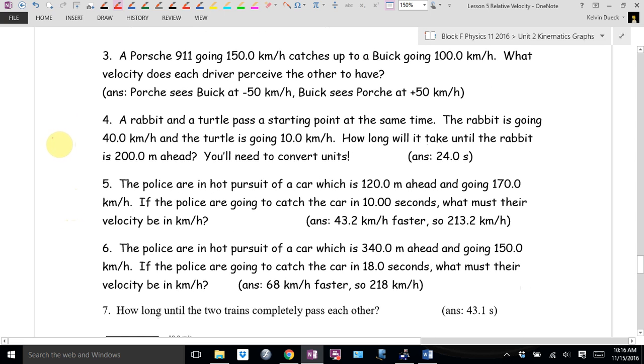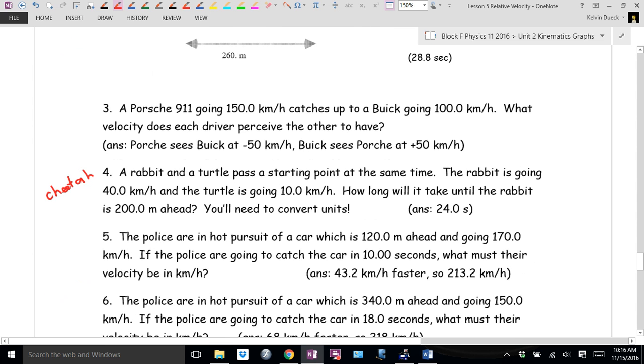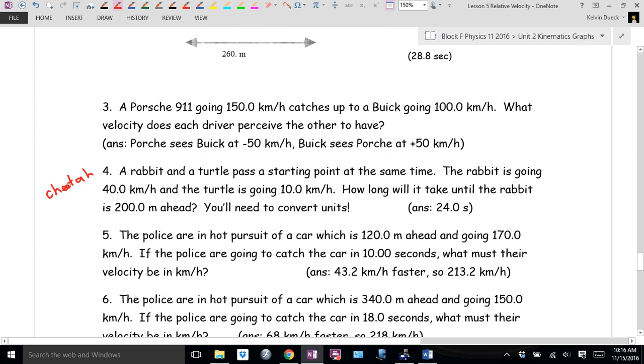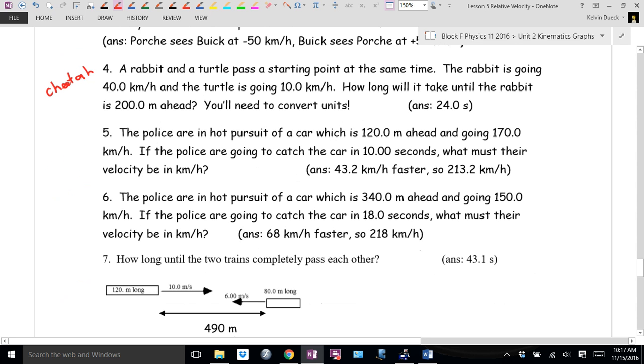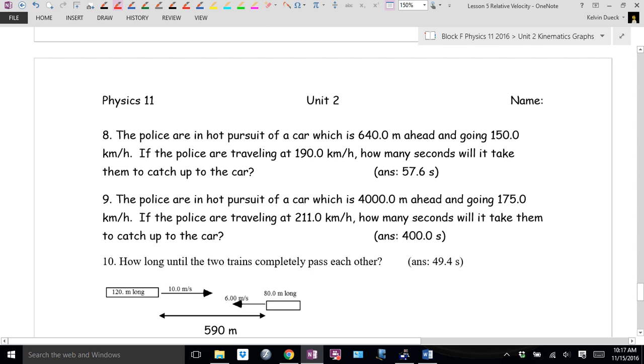Number 4, look at the cheetah zebra question that we did in the notes. Number 5, police car, look at the one we just did. Number 6, police car, look at the one we just did. Number 7, train question, look at the train question. Number 8, police car, look at the one we just did, except in number 8, what am I asking you to find?